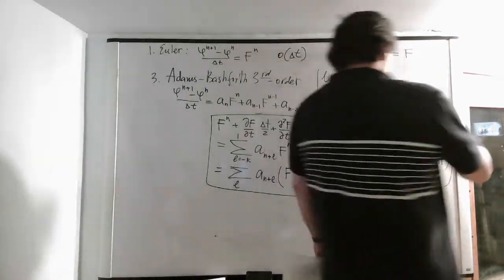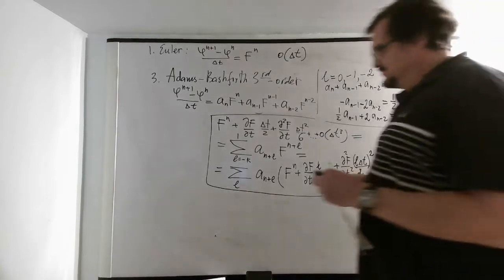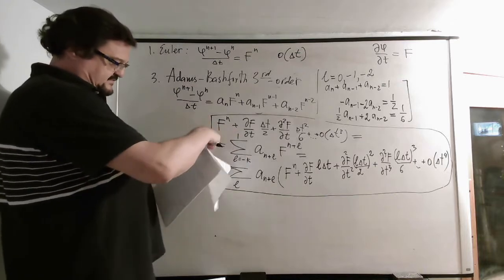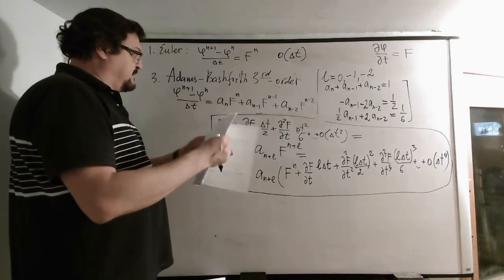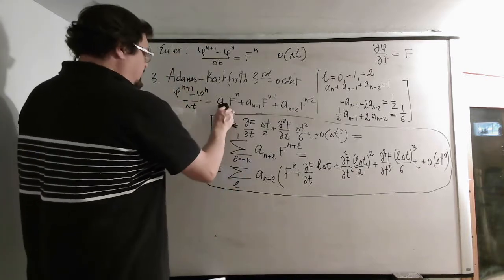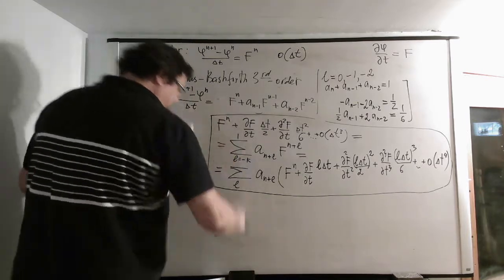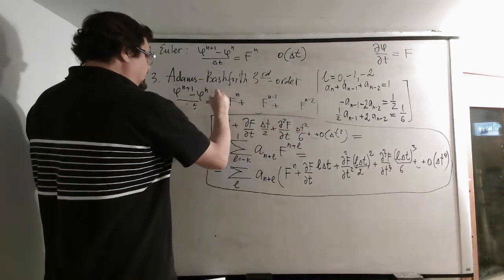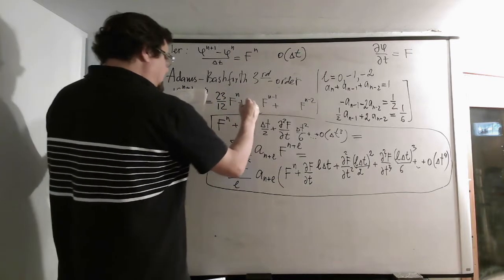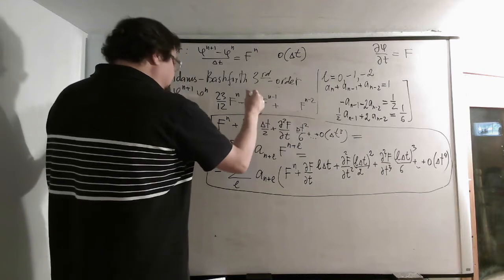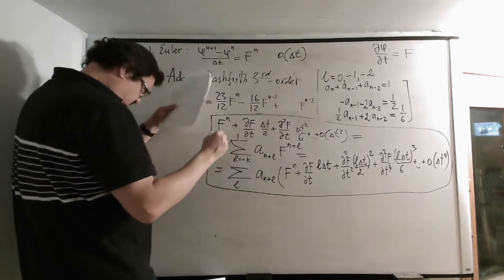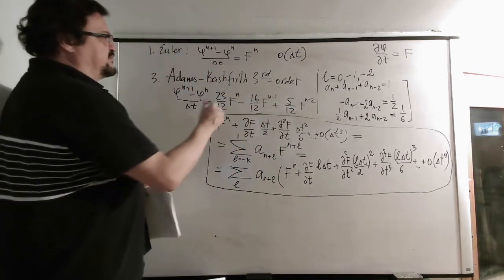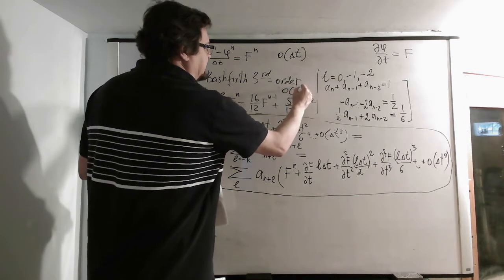So if you solve those, I will not do it now in the interest of time. So you get the following coefficients. It's 23 twelfths, minus 16 twelfths, and 5 twelfths. And this is Adams-Bashforth third order, and of course its truncation error in time is delta t cubed.